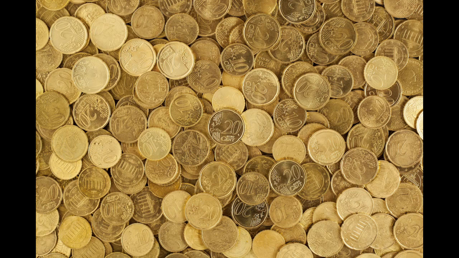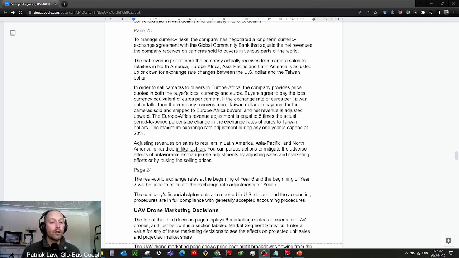The real-world exchange rates at the beginning of year 6 and the beginning of year 7 will be used to calculate the exchange rate adjustments for year 7. The company's financial statements are reported in US dollars, and the accounting procedures are in full compliance with generally accepted accounting procedures.